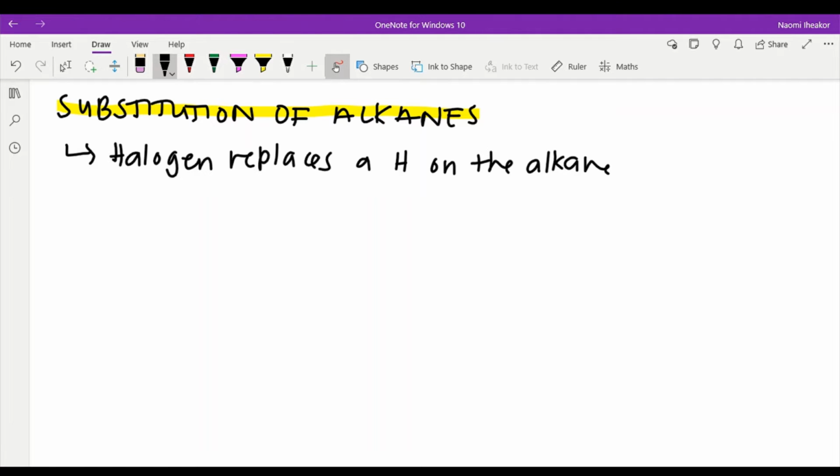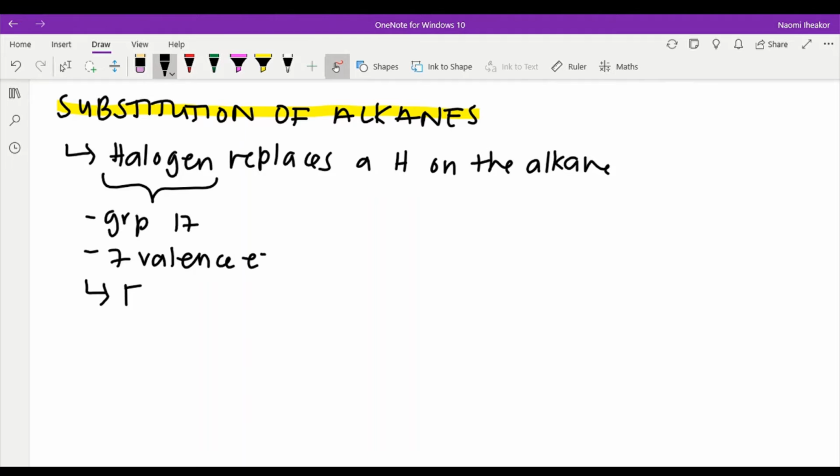And just to jog your memory, our halogens are our group 17 elements. So the elements found in group 17, which means all our halogens have 7 outer electrons or valence electrons. And critically, what we need to know is what our halogens are. The halogens that we are concerned about are the first 4 in group 17. And so those are fluorine, chlorine, bromine, and iodine.